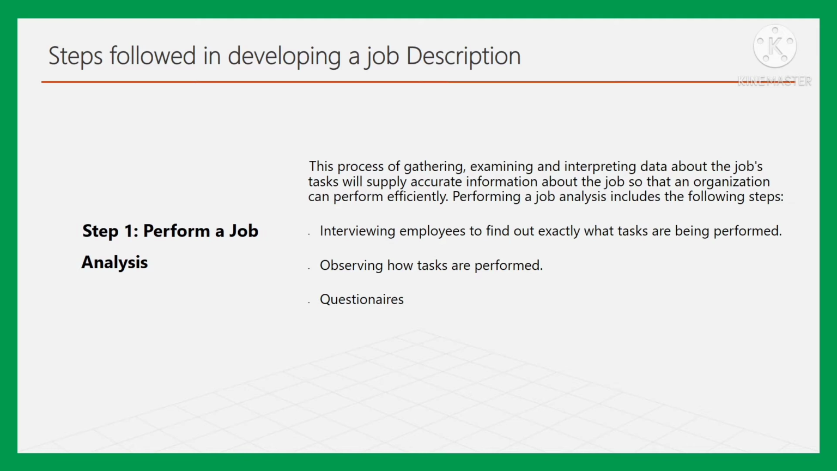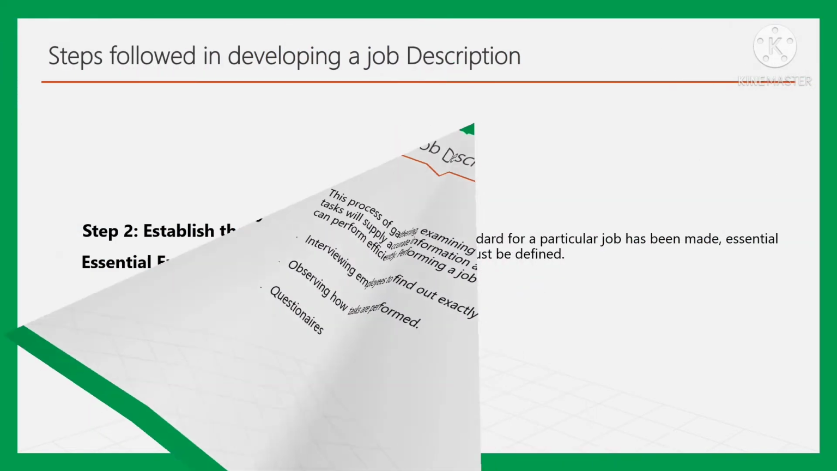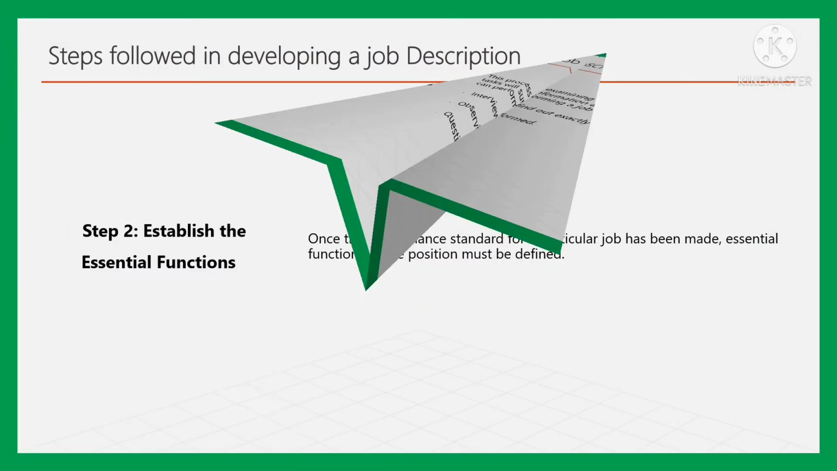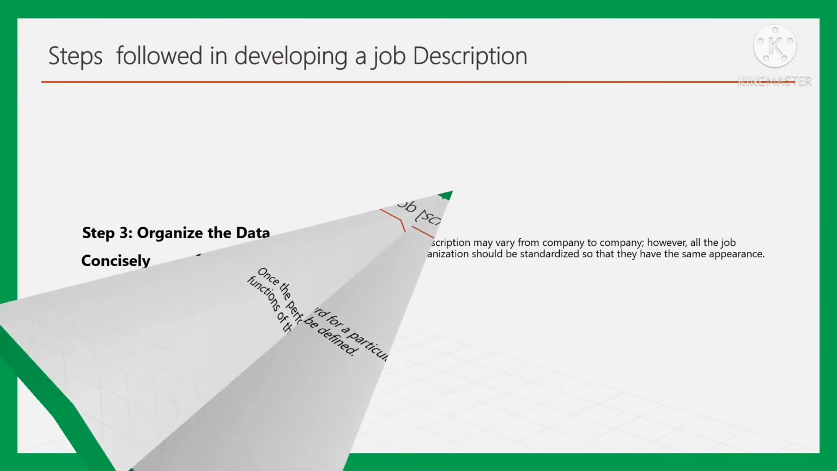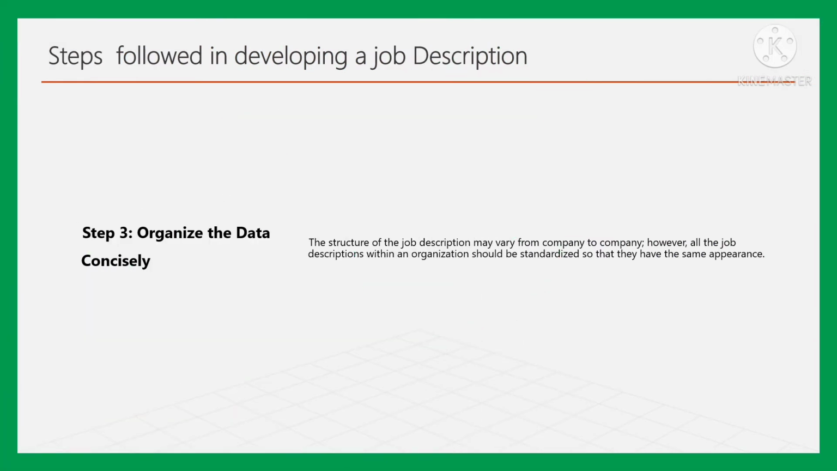The next step that you need to do is establish the essential functions. So once the performance standards of a particular job have been made, the essential functions of a specific task or position have to be defined well so that you can differentiate the specific function of that job or task.